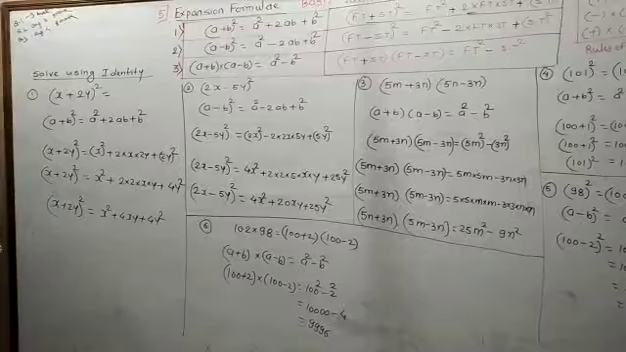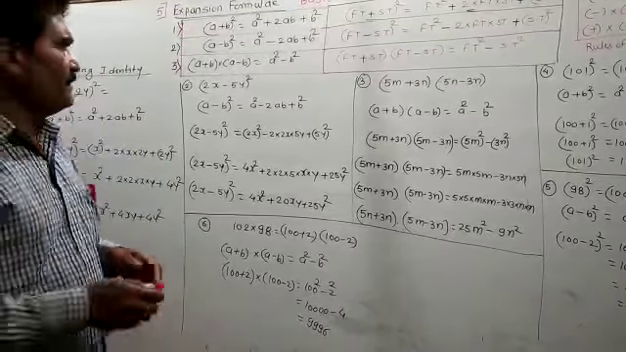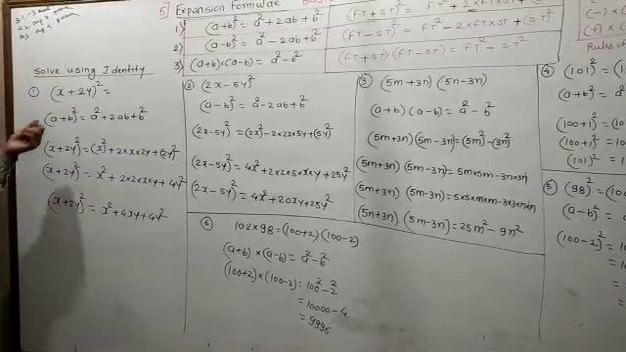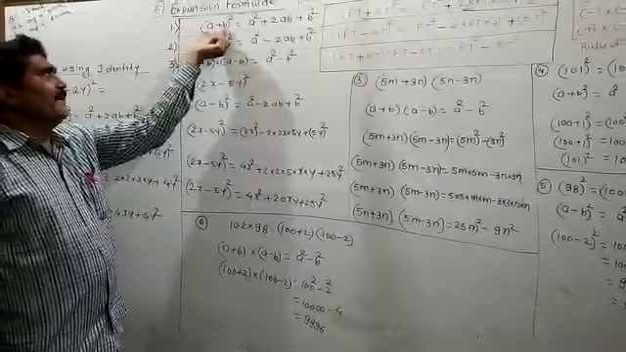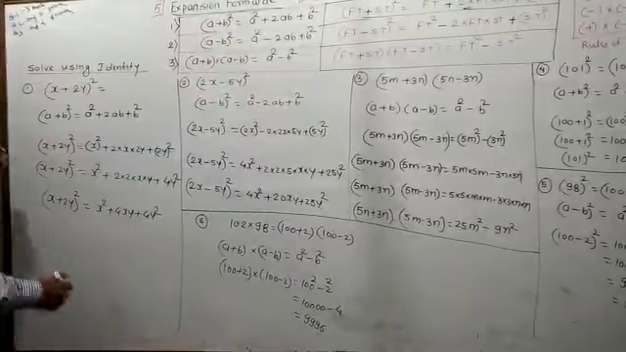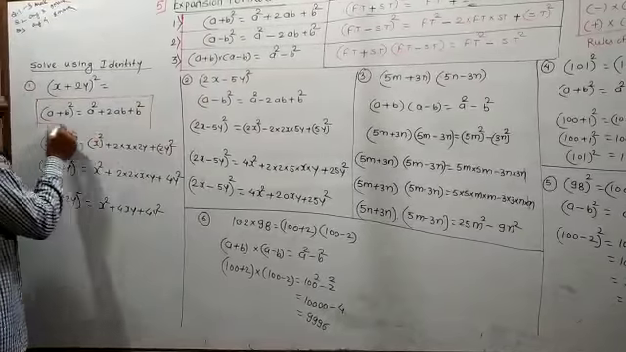In this condition, you have to utilize the basic identities. You have to see which identity to utilize. This one is plus. For plus, which identity do you have to utilize? The first identity: (a + b) bracket square is equal to a square plus 2ab plus b square.